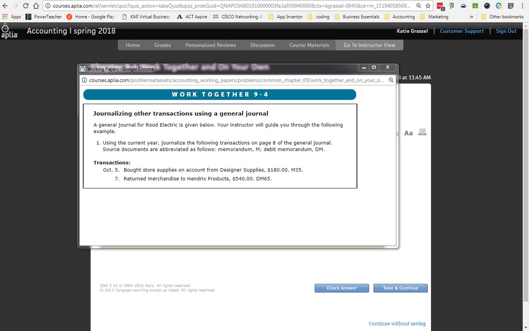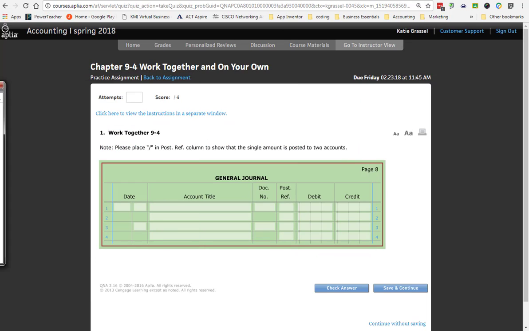So we have 2 transactions we're going to go through today. The first one says bought store supplies on account from Designer Supplies, $180, using source document M35. We're doing this as of October of the current year, so we'll get October in. Date is the 5th. So, Ben, what accounts are being affected? Yes. Which one are we putting first? Why? Our debit must always go first. So I'm going to do supplies store. Do not use supplies expense.